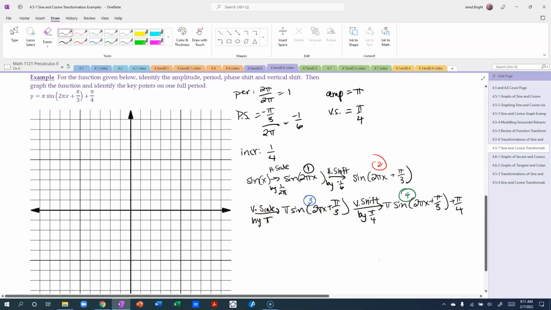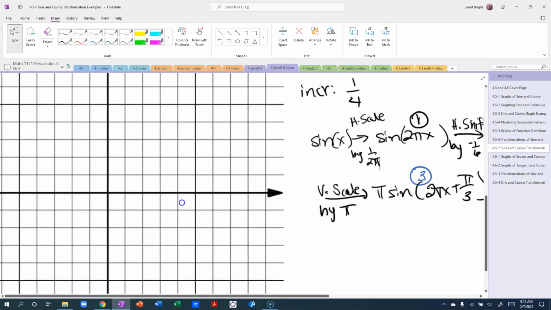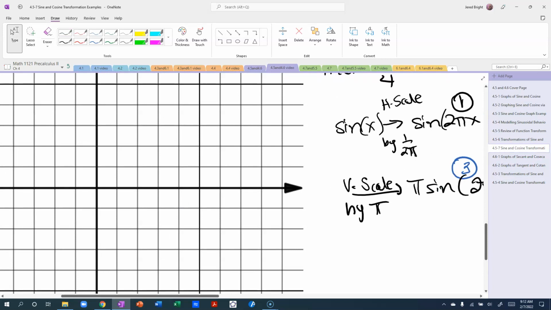Okay, so let's see this play out. I'm going to do the horizontal scaling first. So if I scale it by a factor of 1/2 pi, then that brings it from one cycle being completed in 2 pi to a cycle being completed in 1 unit. And then the increments that I want to follow is 1/4. Okay. So I'm just going to label these naively as 1, 1/2, and then therefore I have enough to get a sketch here.